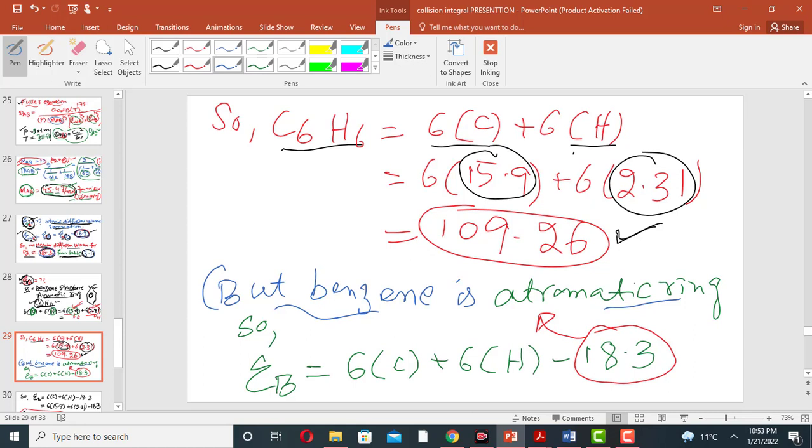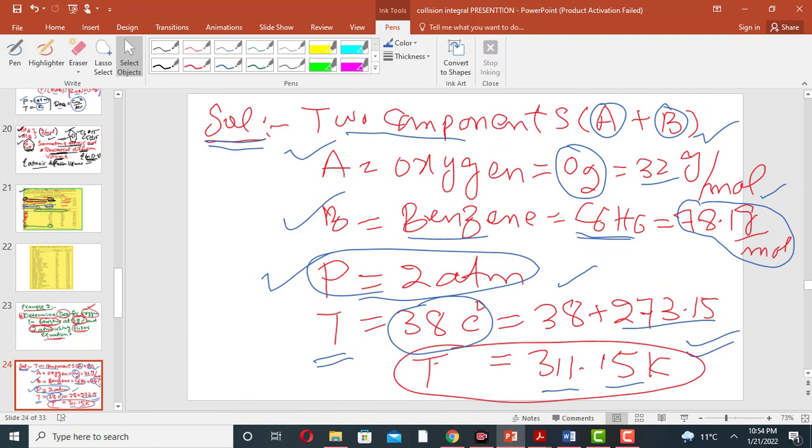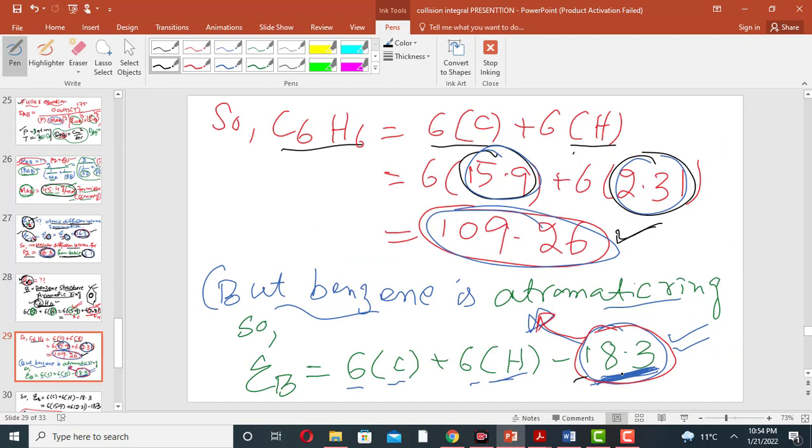We will remove 18.3 from this value. So 6 carbon, 6 hydrogen, the carbon value is 15.9, hydrogen is 2.31, but for the aromatic ring we will subtract 18.3 because it is an aromatic ring. It is given in the table. If they say that for an aromatic ring you should remove 18.3, and if there is a heterocyclic ring, then you will also remove 18.3. So benzene is an aromatic ring, so we will subtract 18.3 from our benzene ring to determine the atomic volume for the atoms of benzene. Here we remove 18.3 according to Table 3.1.